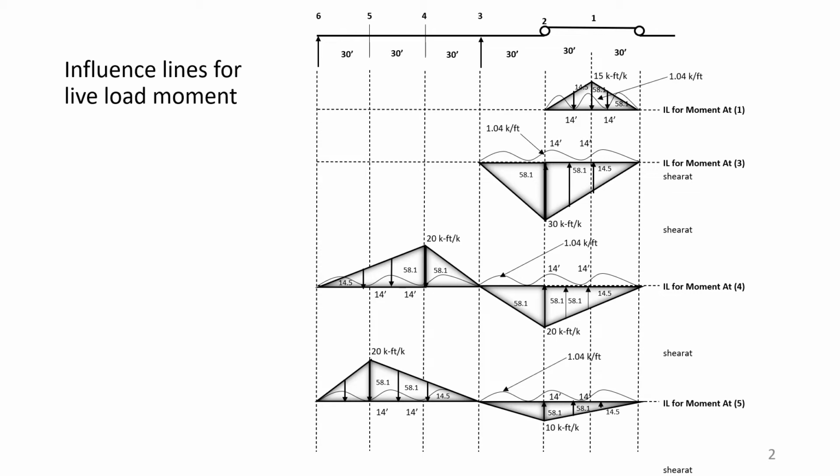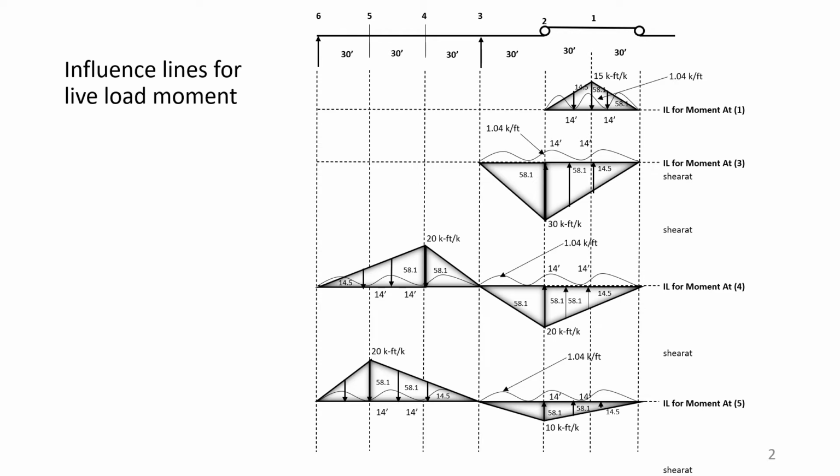And if we put the wheel load at point 6, there will be no moment, and that's why the ordinate at that point will be 0. And again, if we put the wheel load at point 3, there will be no reaction at 6, and there will be no moment at point 4.